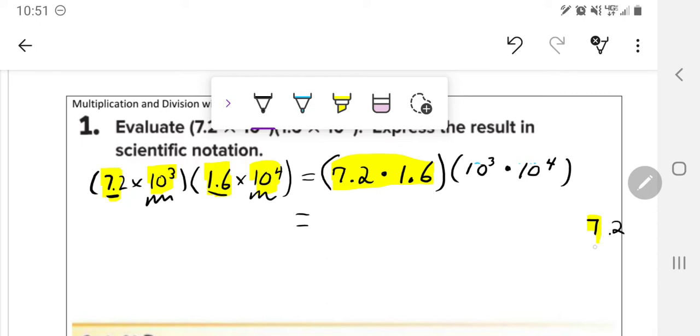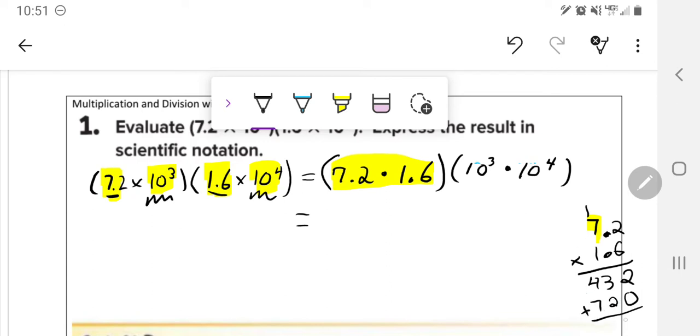So 7.2 times 1.6. Remember, when we're multiplying decimals, we count up the decimals at the end, and that's how many decimal places our answer is going to have. So let's quickly go through this. 6 times 2 is 12. Carry the 1. 6 times 7, 42, plus 1 is 43. Now, I'm going a place value over, so I need a place value holder of 0. Now I'm going to multiply through by 1. 1 times 2 is 2. 1 times 7 is 7.